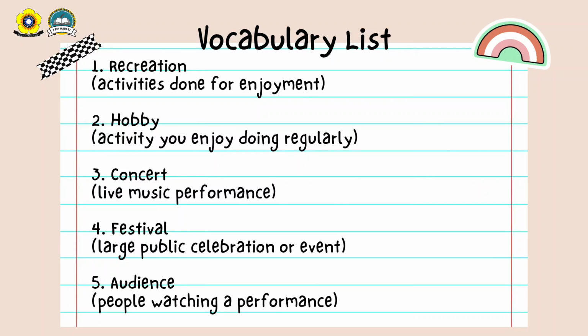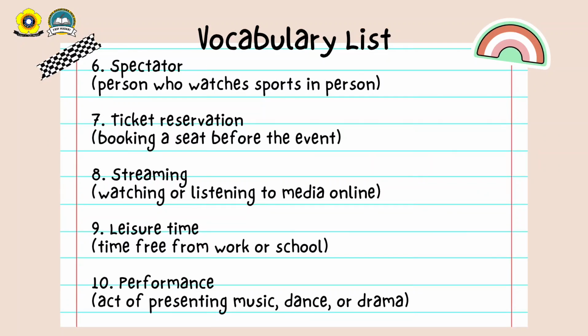Fourth is festival. A festival is a large public celebration or event. We can use it when talking about cultural or special celebrations. The fifth is audience. Audience is people watching a performance. We can use it when describing event participants. Next is spectator. A spectator is a person who watches a sport in person. We can use it when discussing sport events. Next is ticket reservation. Ticket reservation is booking a seat before the event. We can use it when preparing to attend an entertainment event.